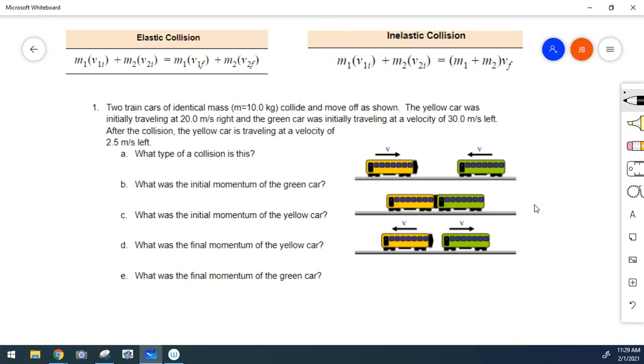Okay, so we're going to talk about doing the collision. So two train cars of identical mass. Both of these have a mass of 10 kilograms. So we'll say 10 kilograms for both of them. They collide and move off as shown.